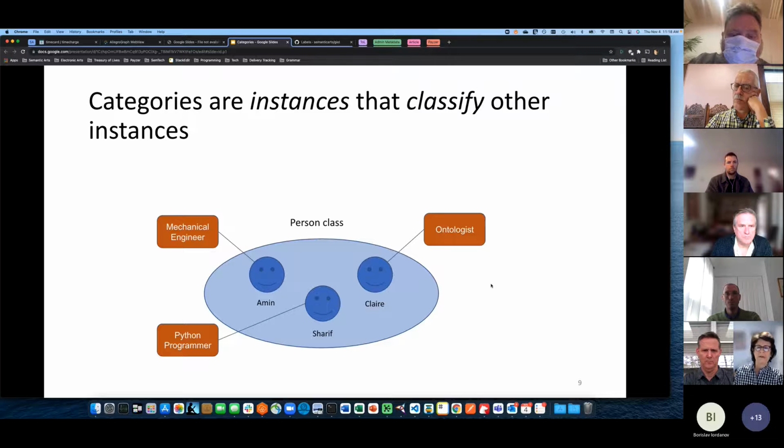Now, categories are instances, as I said, and we use them to classify other instances. So here we have these people that belong to a person class, and the orange rectangles represent categories that can be applied to those people. So Claire is categorized as an ontologist, Sharif is a Python programmer, and so on.